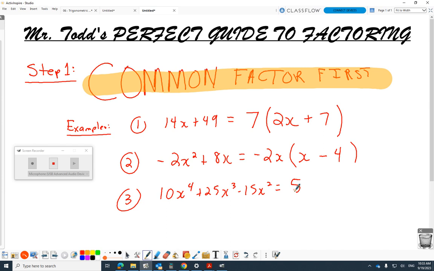I look and I go, 4. Can I pull out 4? X cubed says, no, can't take 4. I've only got 3 on my power, and then this one's only got 2, so x squared is the biggest power you can pull out. So common factoring is find the biggest coefficient you can pull out, then find the biggest power of the variable you can pull out. Why do we do it?